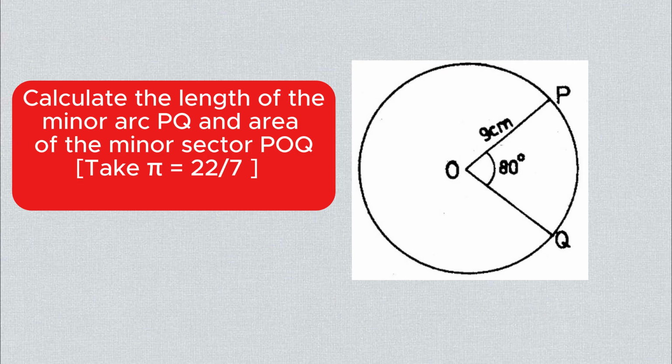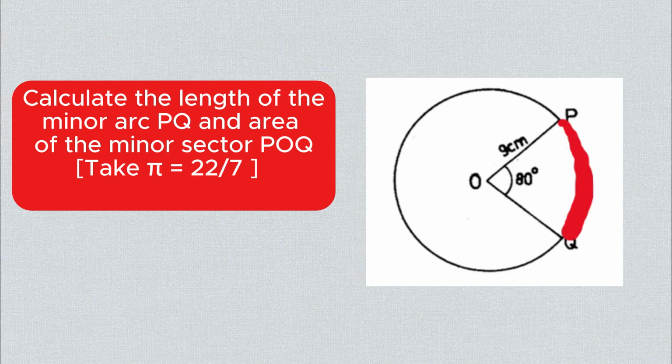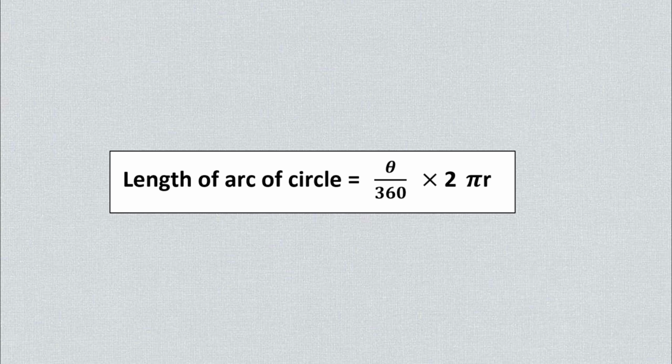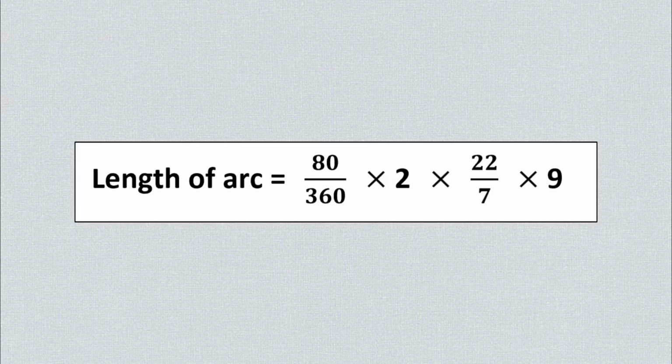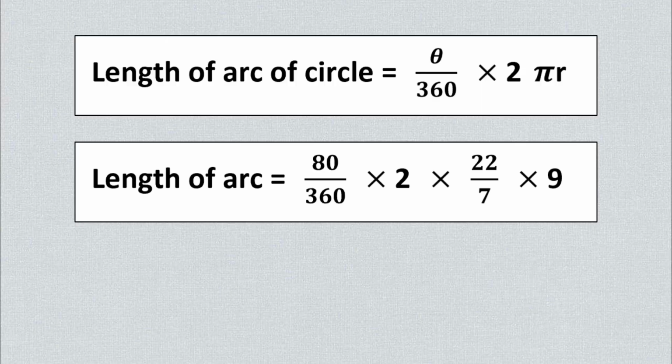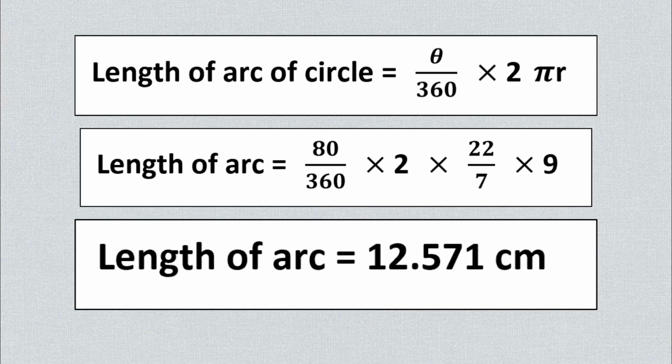So finding the length of the minor arc, the formula is theta over 360 times 2 pi r. Substituting the values, theta is 80 degrees, r is 9 centimeters, and so we have 80 over 360 times 2 times 22 over 7 times 9. Calculating the values, we have 12.571 centimeters, and that is the length of the minor arc.